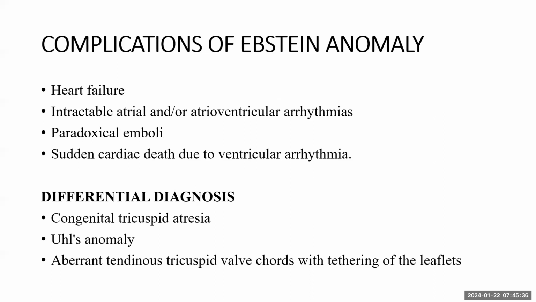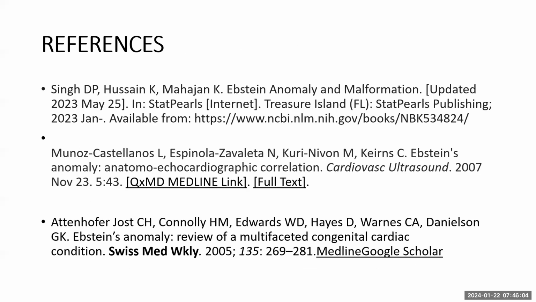So complications of Ebstein anomaly include heart failure, also intractable atrial or atrioventricular arrhythmia. There can also be sudden cardiac death due to ventricular arrhythmia. So these are some of the differential diagnoses: congenital tricuspid atresia, Hall's anomaly, aberrant tendinous tricuspid valve cord with tethering of the leaflet. So these are my references.